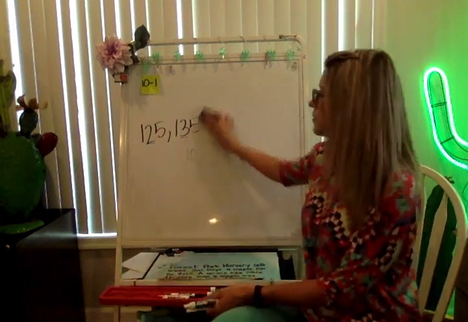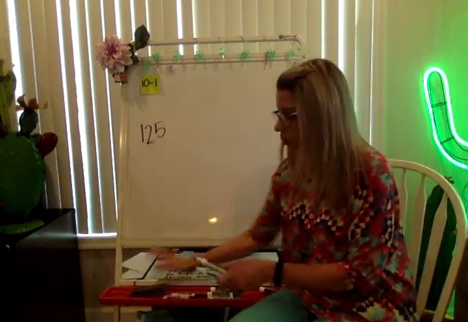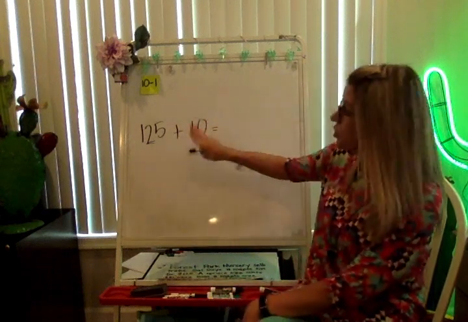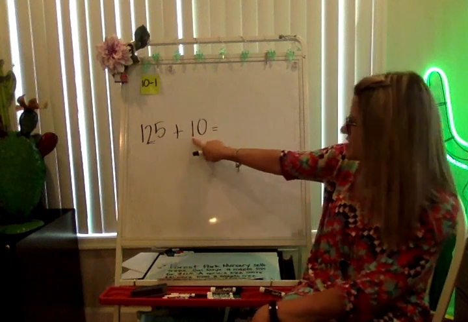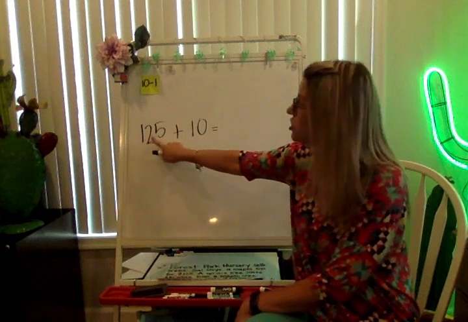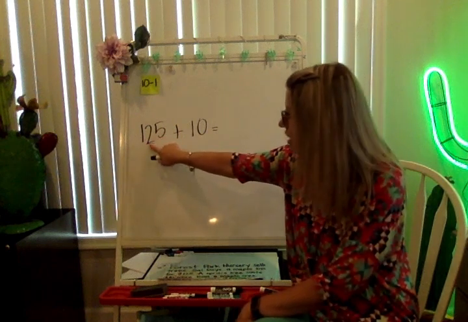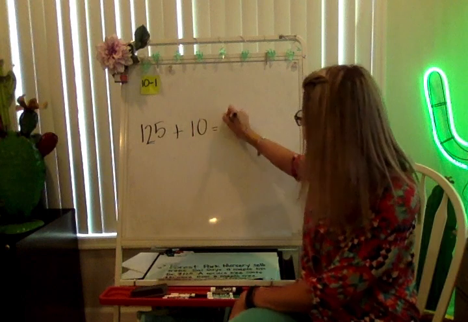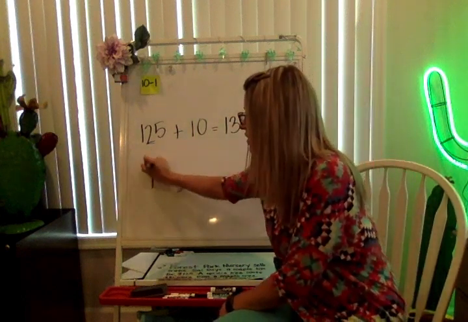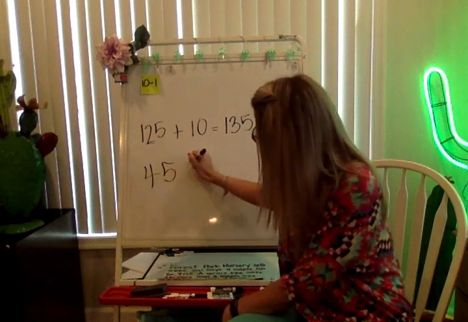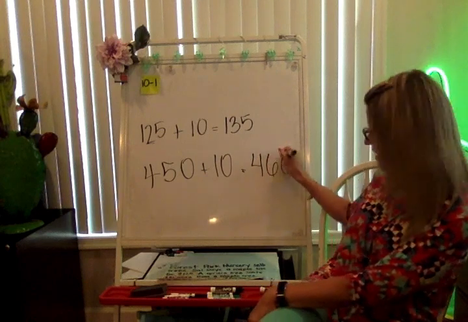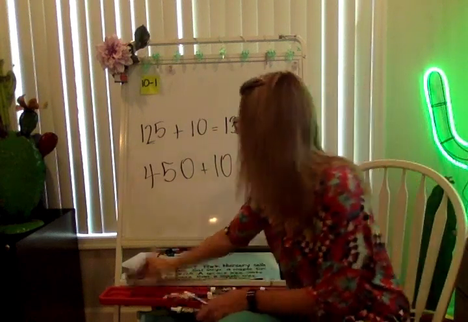I have a couple of math problems I'm going to show you. I'm going to just stick with that 125. If I said 125 plus 10, you know I'm only adding a 1 in my tens place. I don't care about my ones place right now because there's nothing there. So 125 plus 1 added to my tens place would be 135. Now I'm going to change it to a 4. 450 plus 10 is 460. You catch the idea.